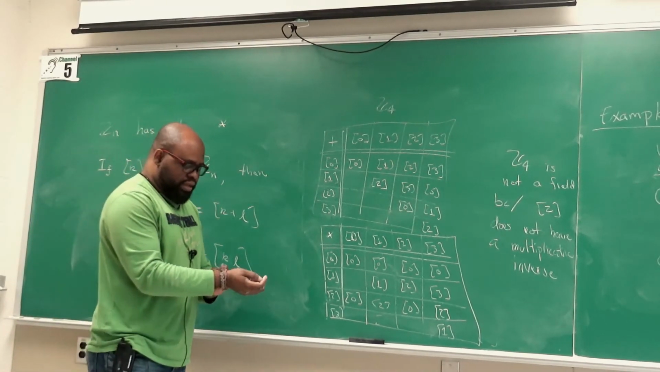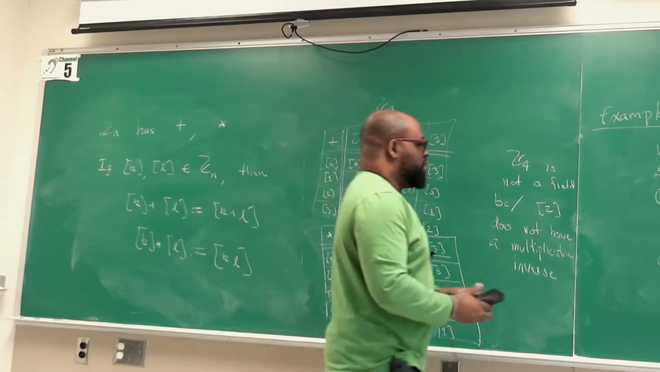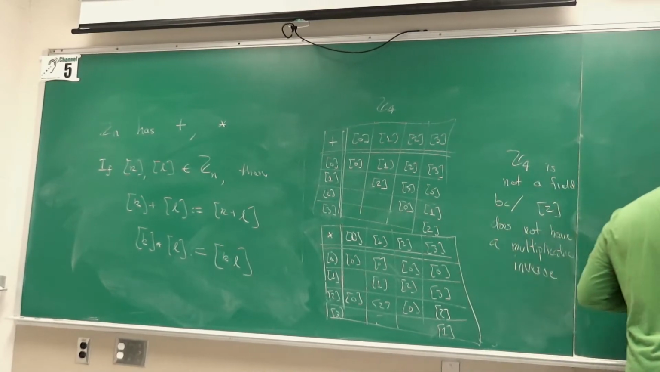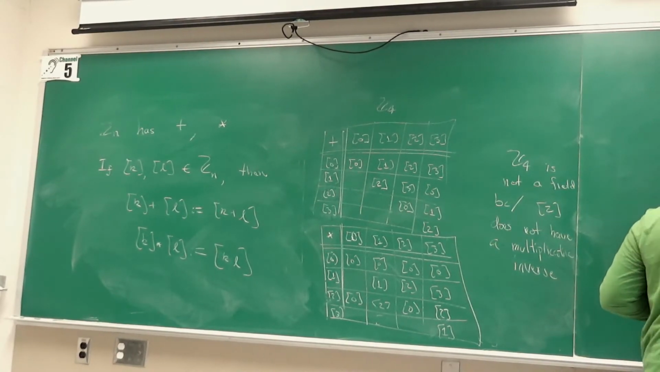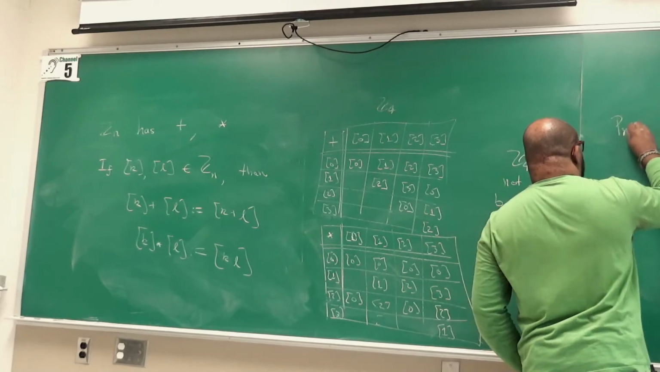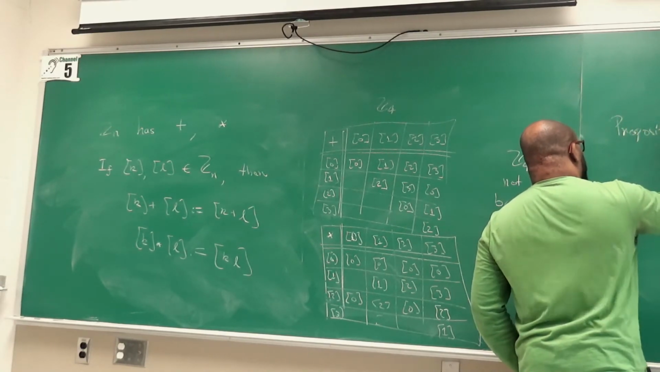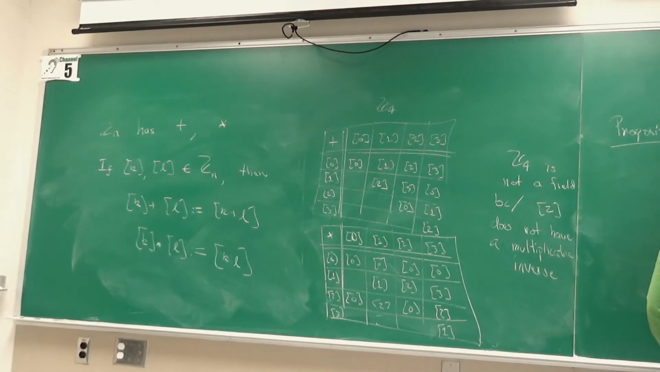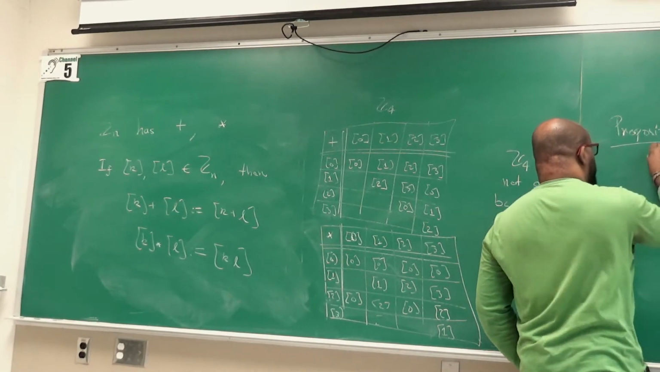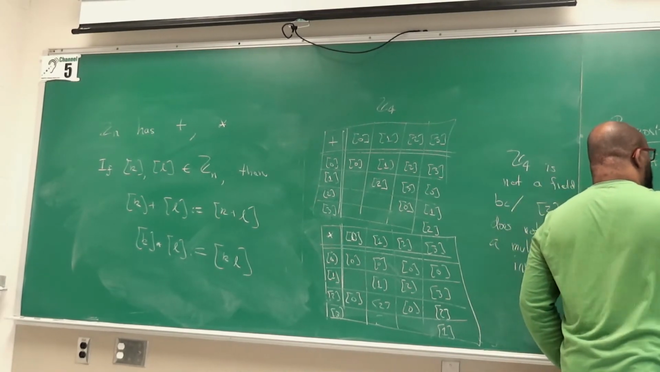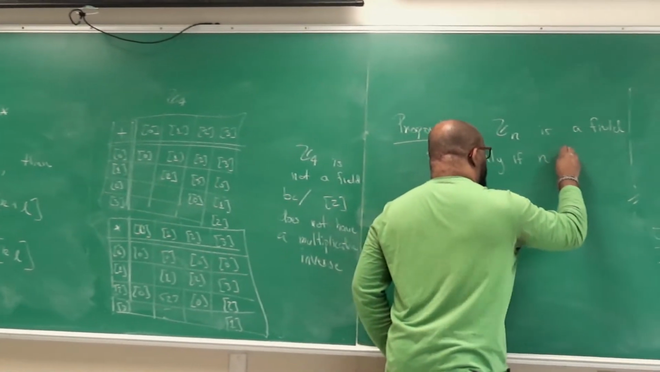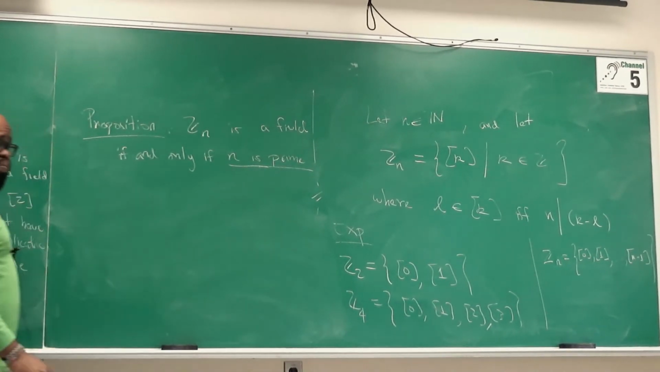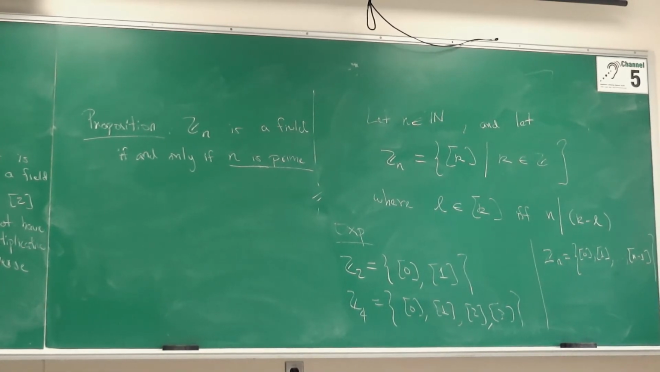What one can check is that here's something one can check. Z mod n is a field if and only if n is prime. A prime number like 2 and 3 and 5 and 7.